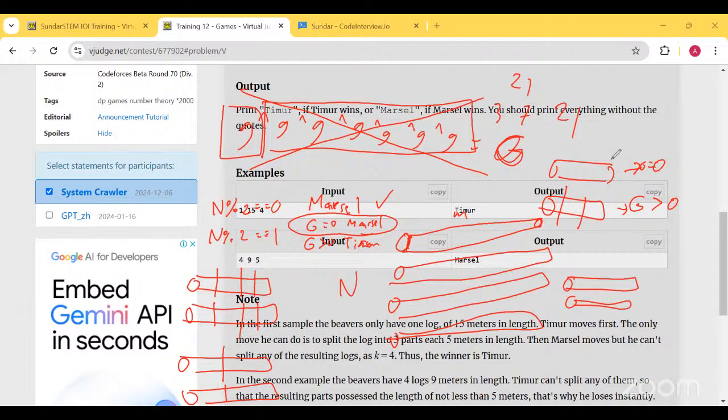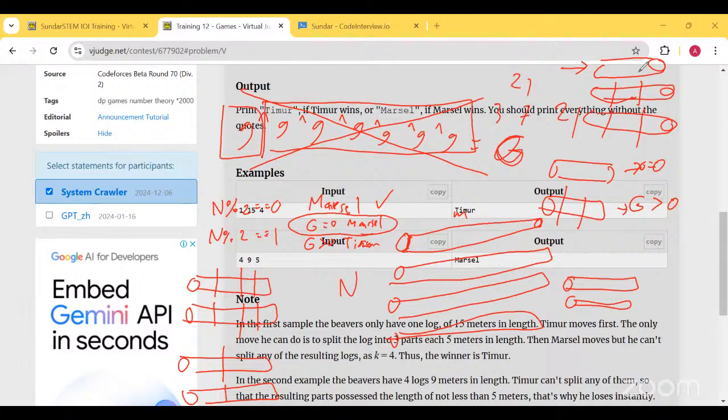After that, what should we do in the case where the number of logs is odd? So just choose one log and then the other logs are paired. If the first player cuts a paired log, then just follow the moves. All right.